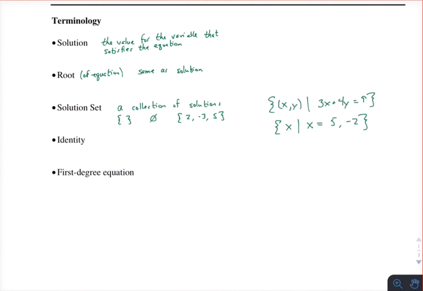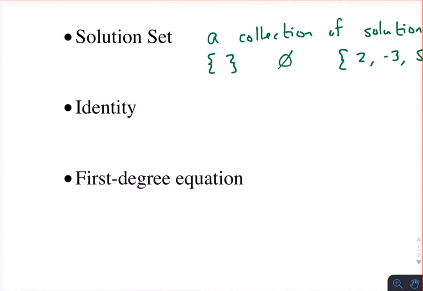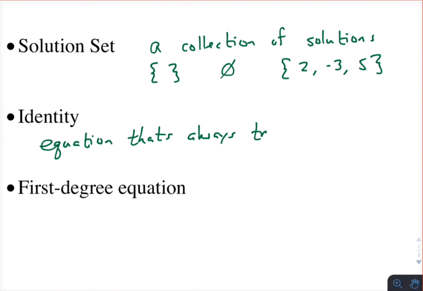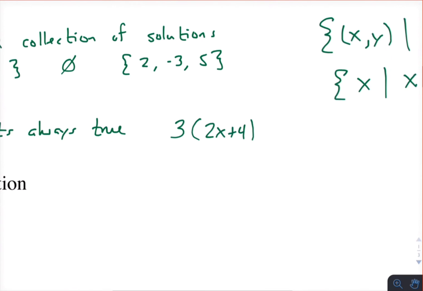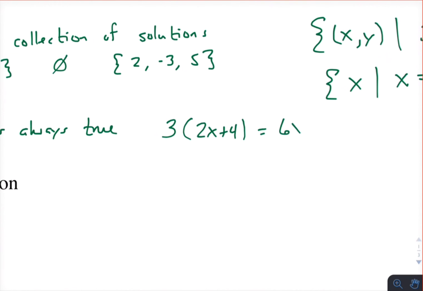An identity is basically an equation that's always true. So an example would be 3 times 2x plus 4 equals 6x plus 8.